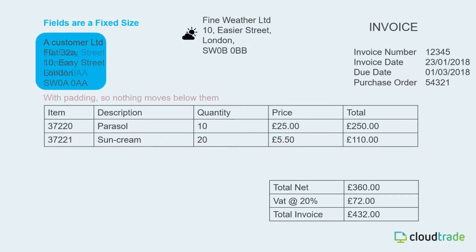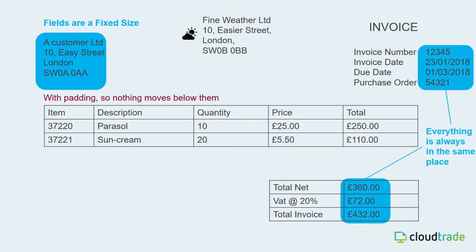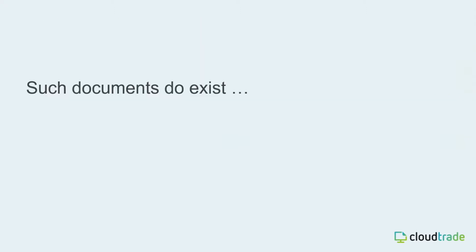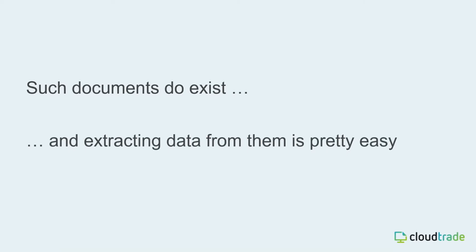Fields are all of a fixed size with padding so nothing moves below them. Everything is always in the same place. Tables are simple and well behaved. Such documents do exist, and extracting data from them is pretty easy.